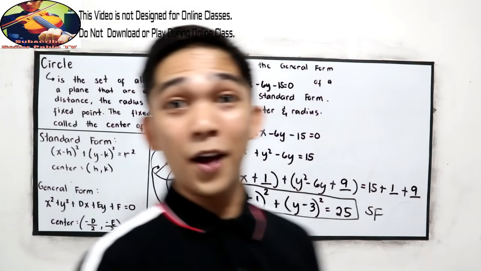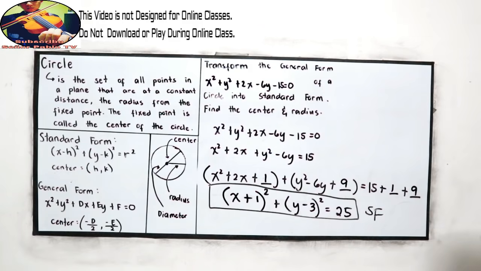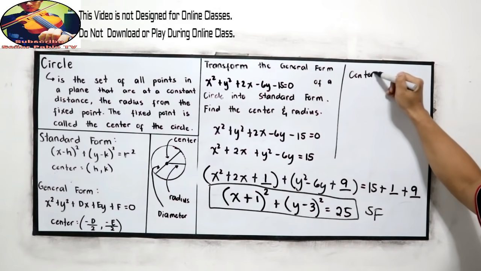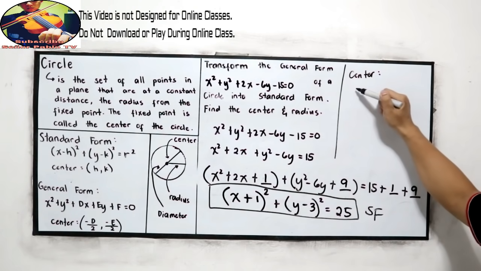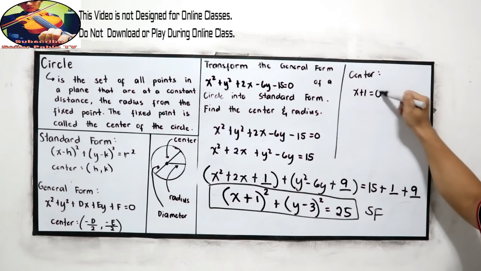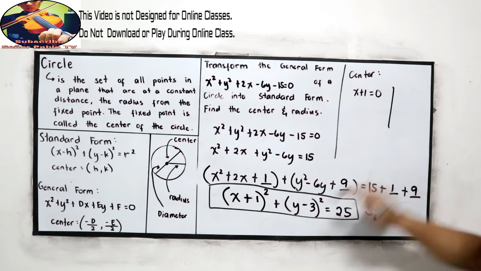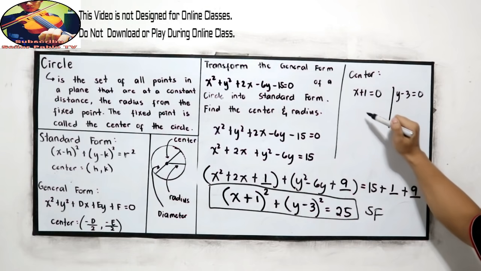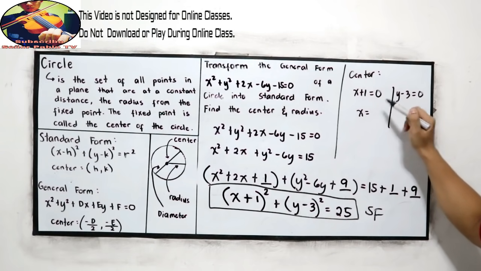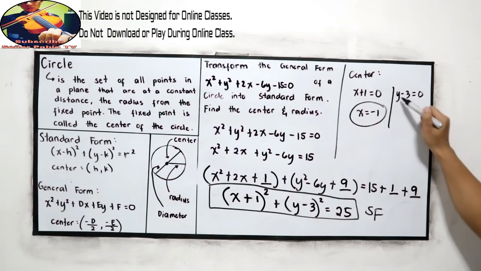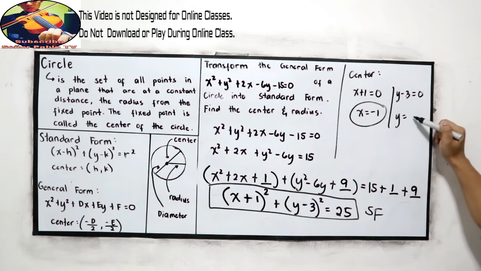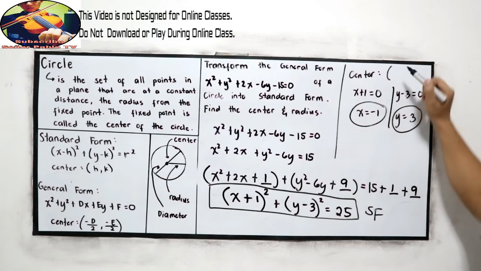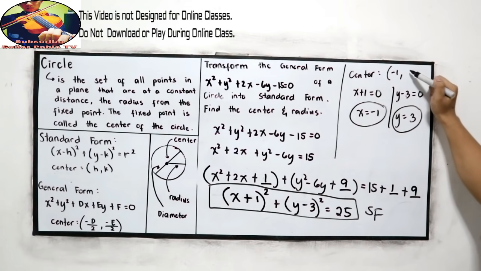We are now ready to find the center and the radius. So the center: x plus 1 equated to 0, and y minus 3 equated to 0. So x is equal to negative 1 and y is equal to positive 3. So the center now is negative 1, positive 3.